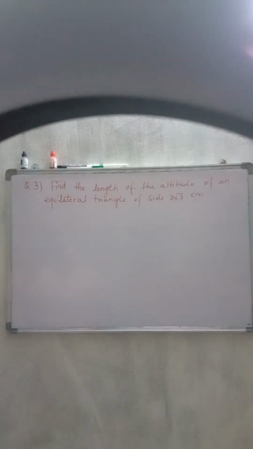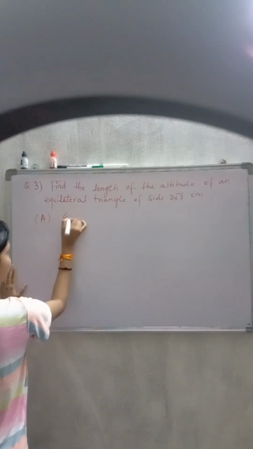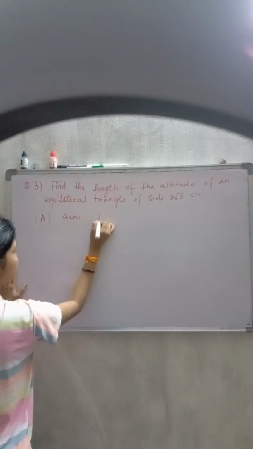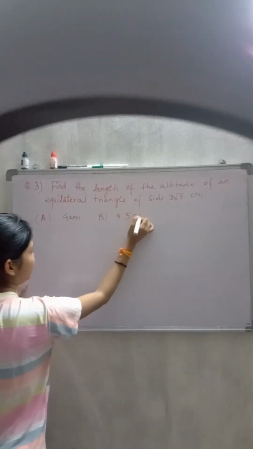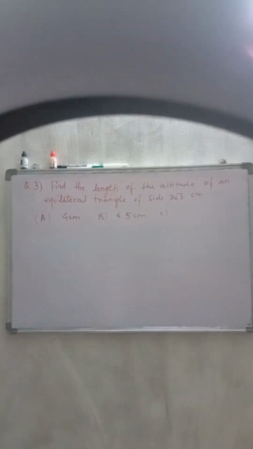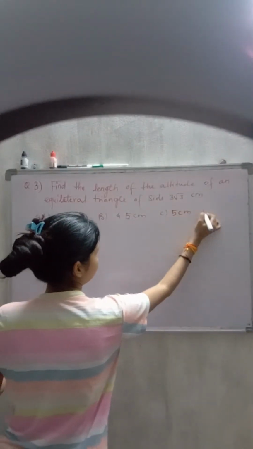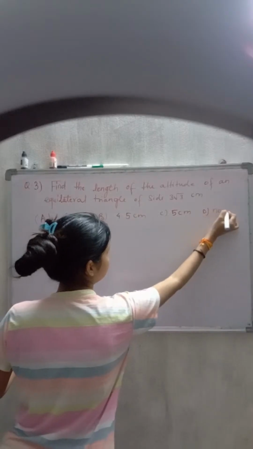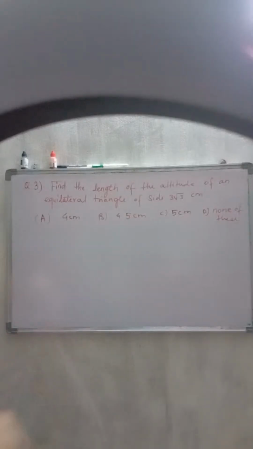And our options are A, 4 centimeter, B, 4.5 centimeter, C, 5 centimeter, or D, none of these.